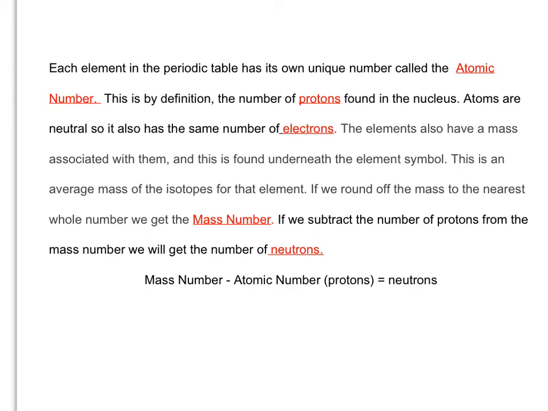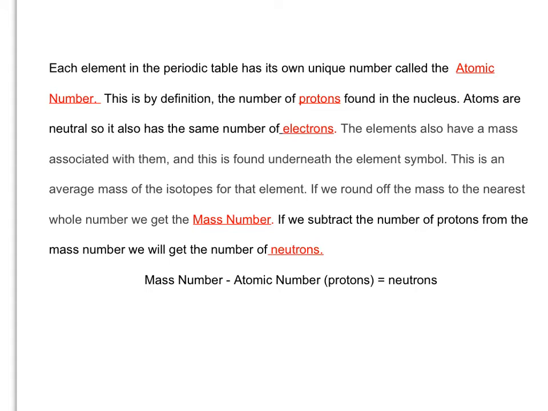The elements can also have a mass associated with them, and this is found underneath the atomic symbol on the periodic table that I give you. This is an average mass of all the isotopes for that element. If we round off the mass to the nearest whole number, we get the mass number. If we subtract the number of protons from the mass number, we get the number of neutrons.